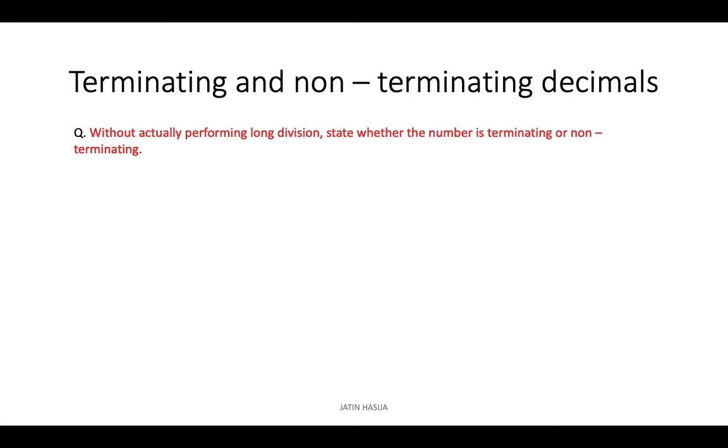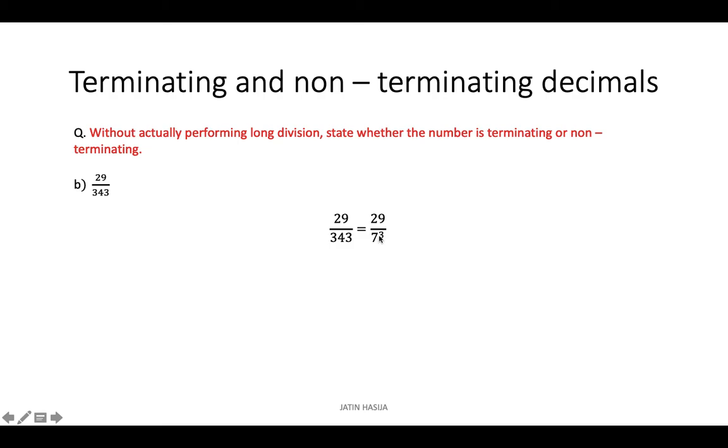The same question: without actually performing the long division, state whether the given number is terminating or non-terminating, and I have taken the example number B as 29 by 343. The only thing to remember is this: if I can express this 343 in terms of 10 to the power of n, then it will be terminating, otherwise it will not be. Now let us see what we can do here. 29 upon 343 can also be written as 29 upon 7 to the power of 3.